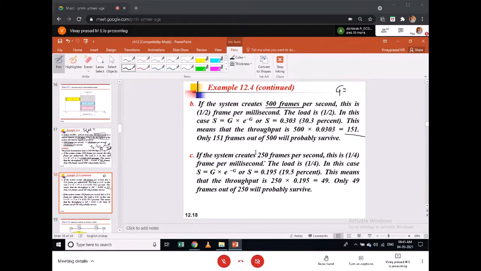Or similarly, if a station transmits and generates 250 frames per second, find out G, then G becomes 1 by 4. Substitute this 1 by 4 in this expression, and you will get 19.5 as the percent successful or survivor rate. If you multiply this with the total number of frames transmitted or generated by a station, you will get 49 frames that completed their transmission on this shared channel by using slotted ALOHA.